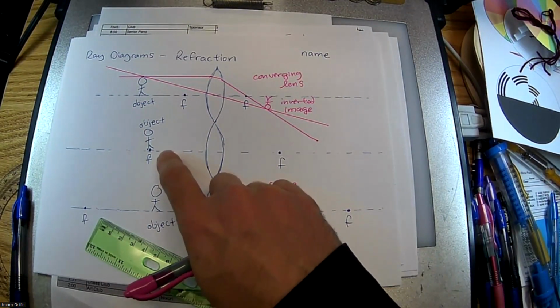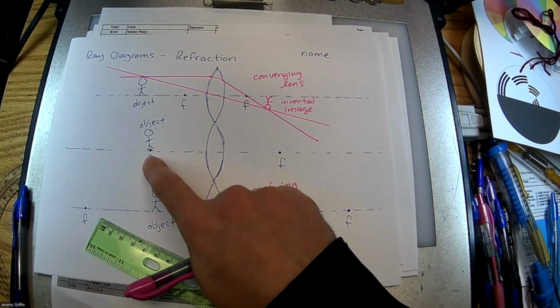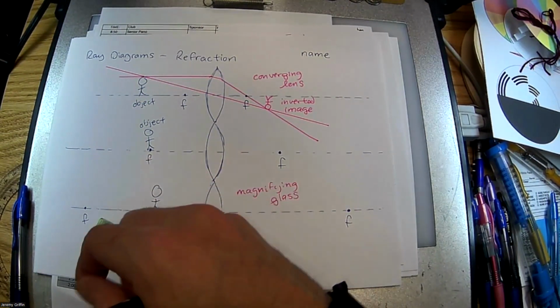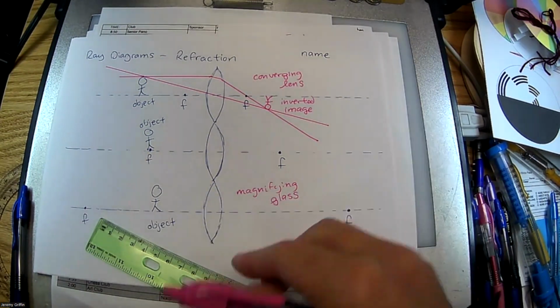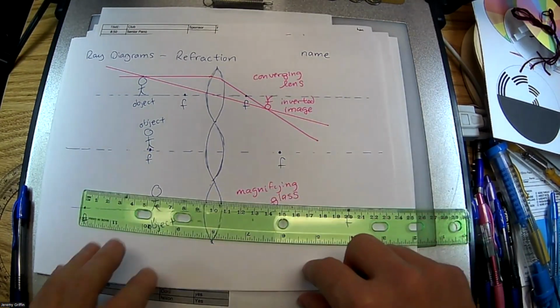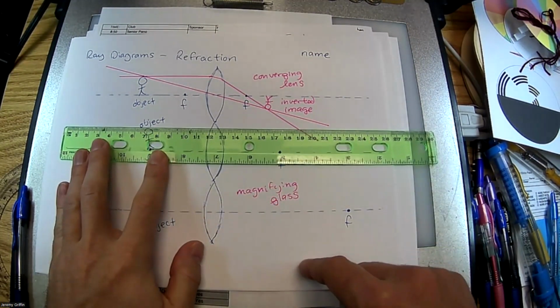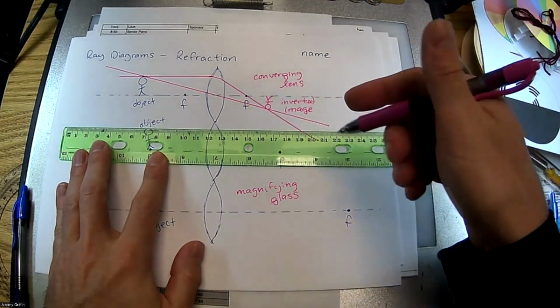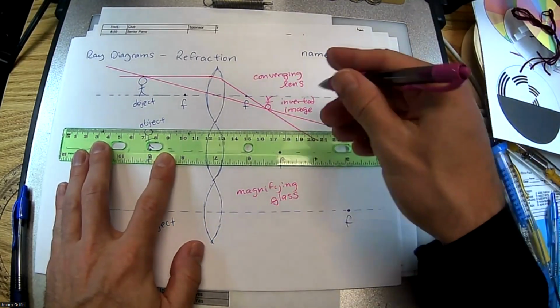What if you have some object on a focal point? What would that mean, right? Let's do the ray diagram. See how this plays out. Let's do the exact same rules as we just did, but maybe we'll get a little bit different outcome.